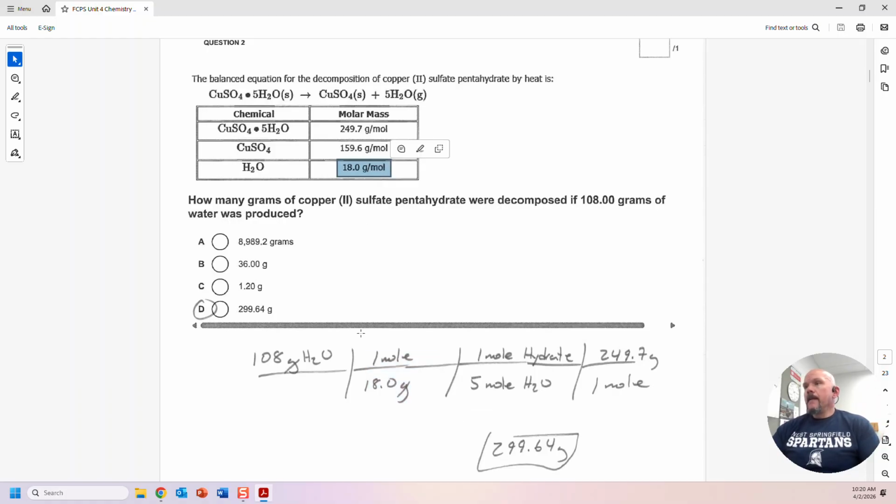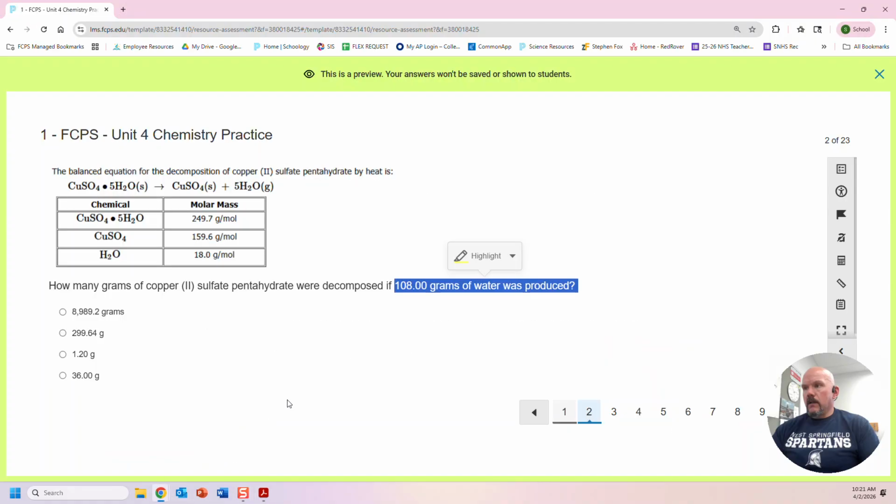So that's fine. But now the mole ratio is 1 to 5 because 1 mole of the hydrate for every 5 moles of the water. That'll cancel out moles of water and give us moles of the hydrate. But we wanted grams of the hydrate, so we got to multiply by the molar mass of the hydrate. And again, they gave it to us in the question. And we just do our math and we get 299.64 grams, so around 300 grams. But they gave us the answer. And we can go back and select the correct answer there.